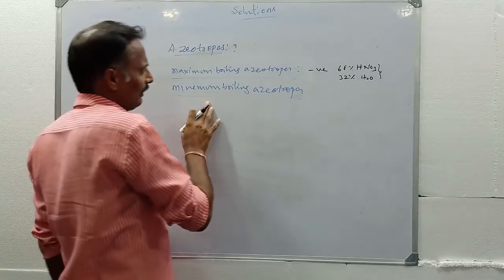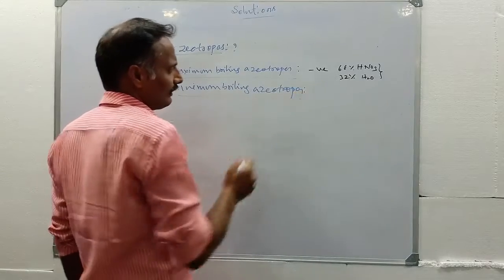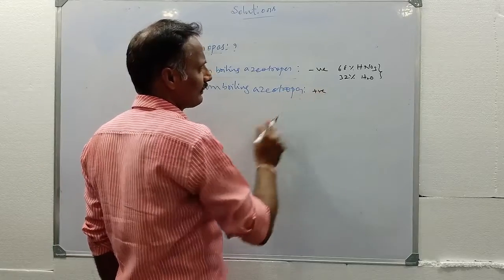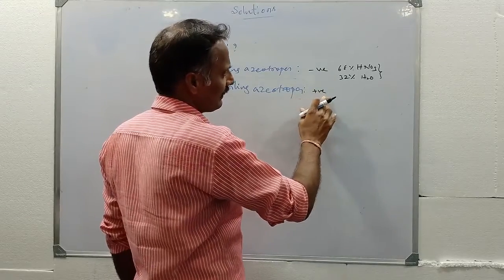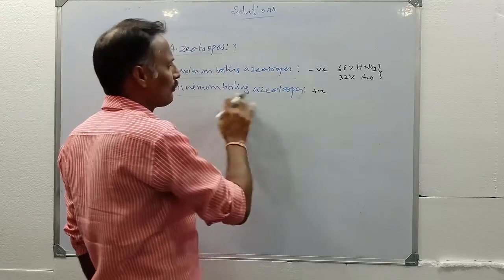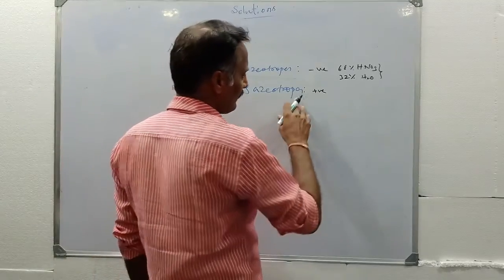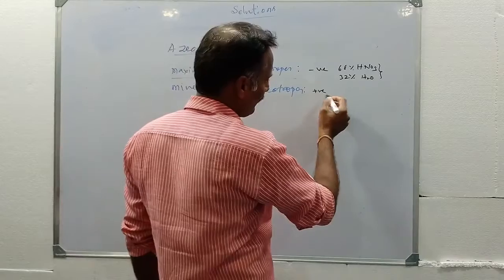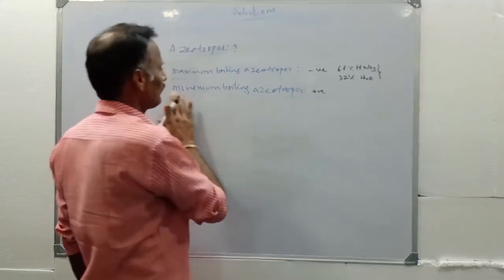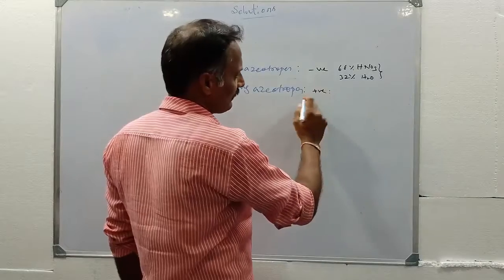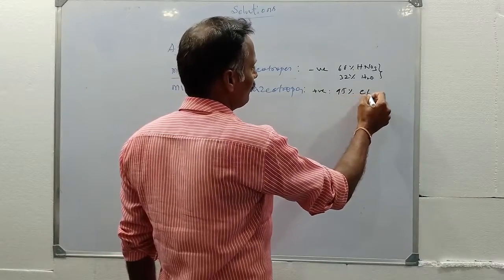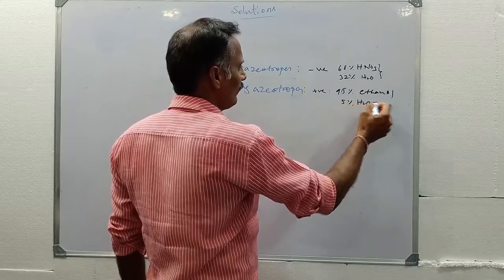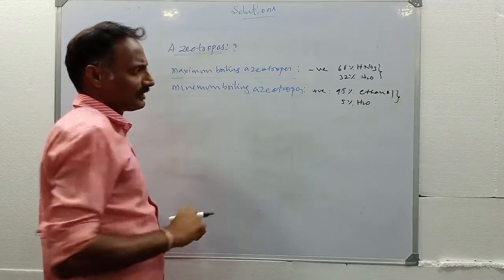Then minimum boiling azeotropes. A solution which shows positive deviation from Raoult's law exhibits minimum boiling azeotropes. They boil at a lower temperature when compared to their normal boiling point. Those are called minimum boiling azeotropes. For example, 95% ethanol and the remaining 5% water. This mixture is called a minimum boiling azeotrope.